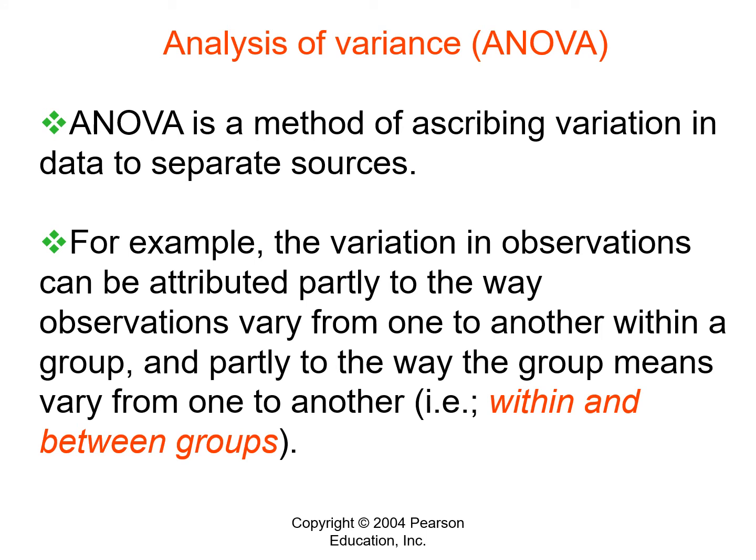Okay, so what is ANOVA? ANOVA is a method of ascribing variation in data to separate sources. This is a definition of ANOVA. It is a statistical method used for ascribing variation in data to separate sources. For example, the variation in observations can be attributed partly to the way observations vary from one to another within a group, or partly to the way the group means vary from one to others.